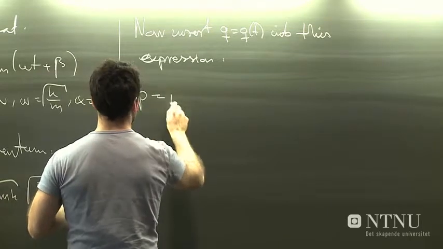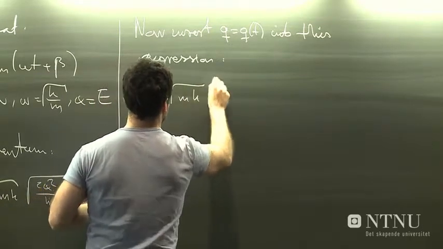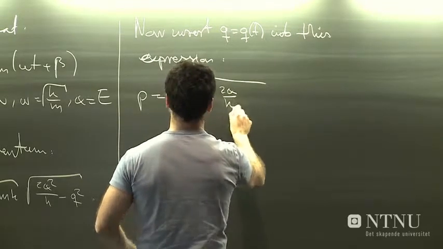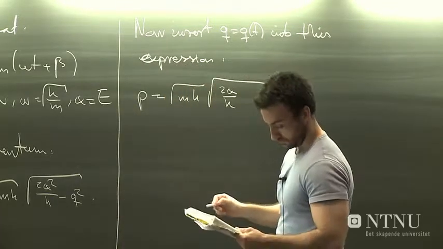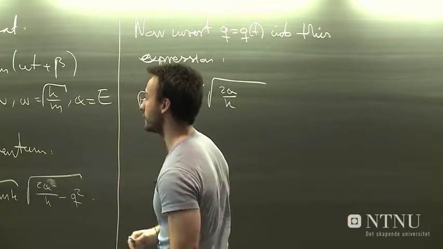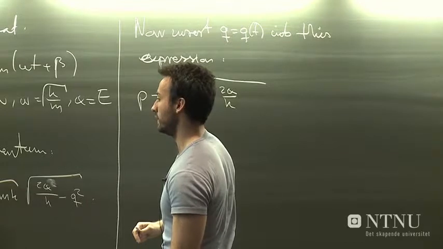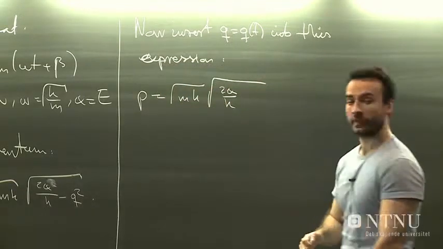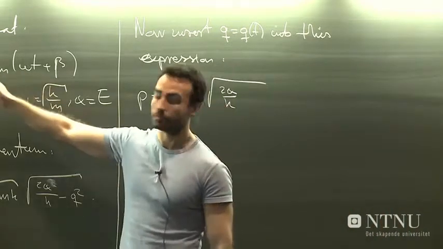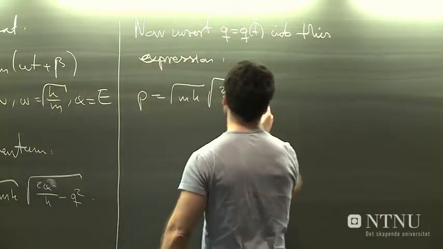Which gives us... sorry, I don't think there should be a square here. Yeah, that was a typo. Okay, so we have 2 alpha over k and then q squared, and this is q, so we get 2 alpha k.